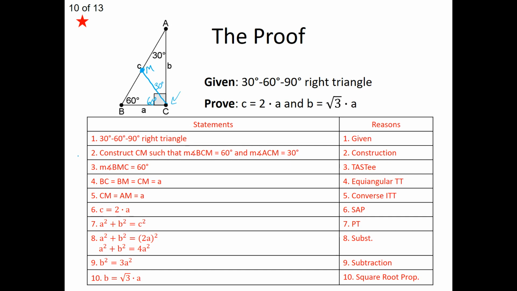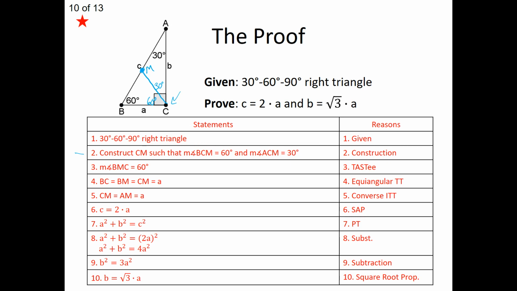So notice that's my first step here in the construction. Step 2, construct CM such that the measure of angle BCM is 60 and the measure of angle ACM is 30. What falls into our construction category, I could be more specific and just say that's the protractor postulate. I'm allowed to measure and make measures. So I made some measure there by cutting that angle up into two smaller angle measures. Now, we're going to focus on first triangle BCM.